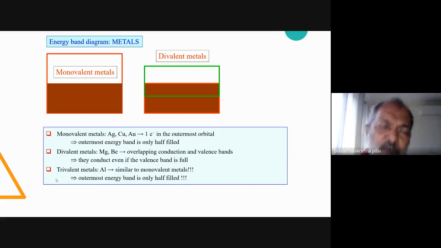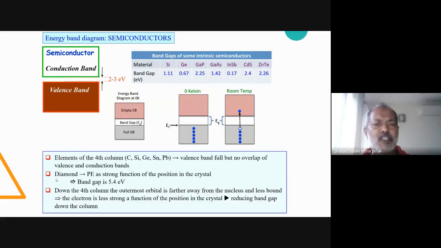That is why when we talk of metals, generally we say either a very small gap or we talk of overlapping conduction band and valence band. So this is the picture we have for the metals actually. Now coming to the semiconductors, you have this kind of thing.